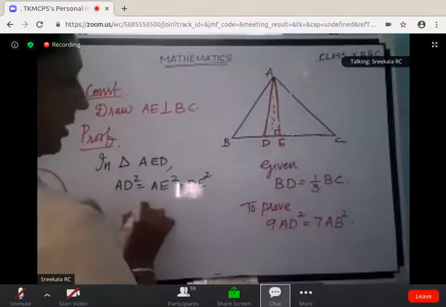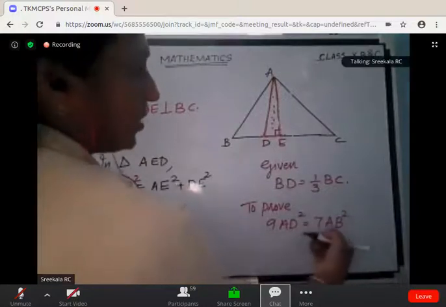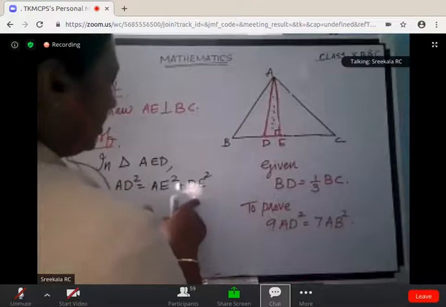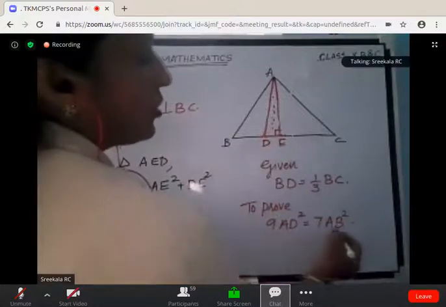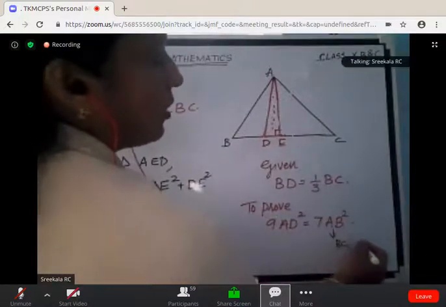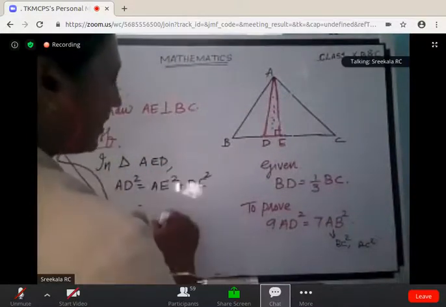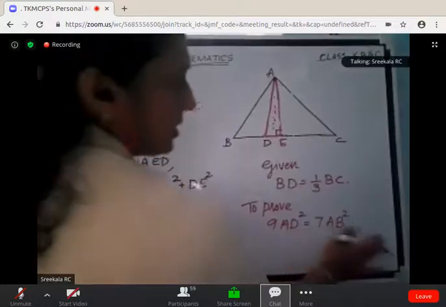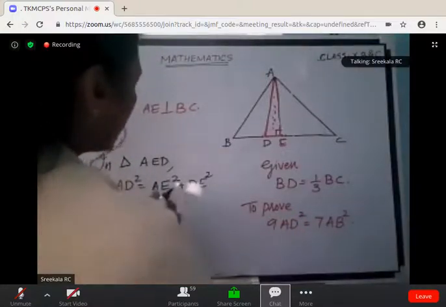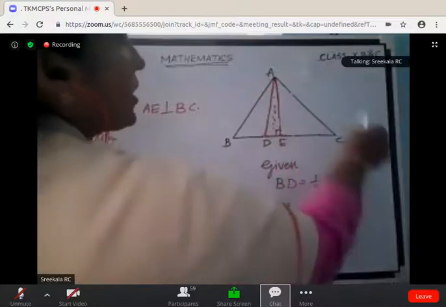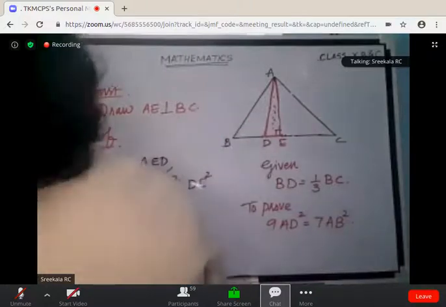Okay. So here, there is no AE or DE. We have to prove this in terms of AB. So we have to convert AE and DE into AB, BC or AC, because this is an equilateral triangle. So instead of AB, we can write BC square or AC square because all these sides are equal. AB equal to BC equal to CA.